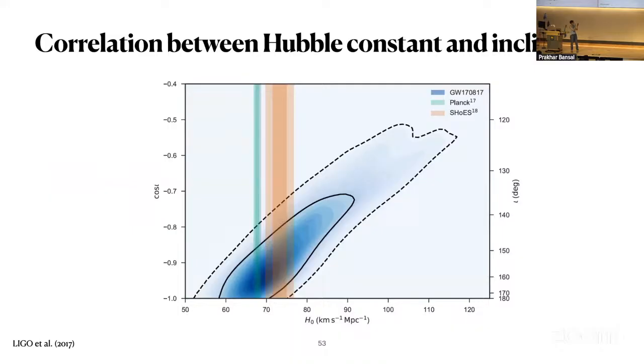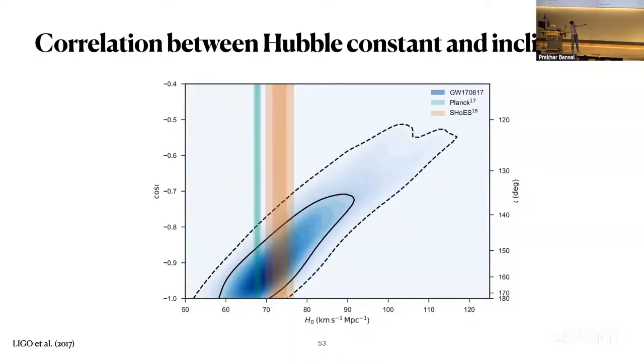I'll go a bit more into some statistics later, but just some results from that paper, because we also talked yesterday a bit about this inclination-distance degeneracy and how that is responsible for a lot of our uncertainty on the Hubble constant. So here's a plot from that first paper by the LIGO collaboration and about 20 other collaborations, which shows the joint posterior on the cosine inclination and the Hubble constant. The gravitational wave posterior is in blue.